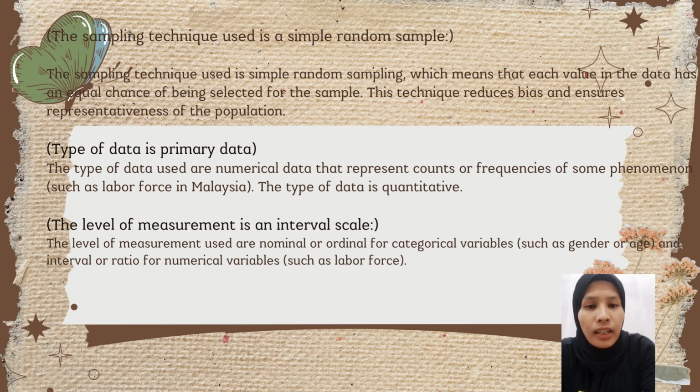This technique reduces bias of the population. Second, the type of data is primary data. The data used are numerical data that represent the count or frequency of some phenomenon, such as the labor force in Malaysia. The type of data is quantitative. Next, the level of measurement is an interval scale. The levels of measurement used are nominal or ordinal for categorical variables such as gender, and interval or ratio for numerical variables such as the labor force.